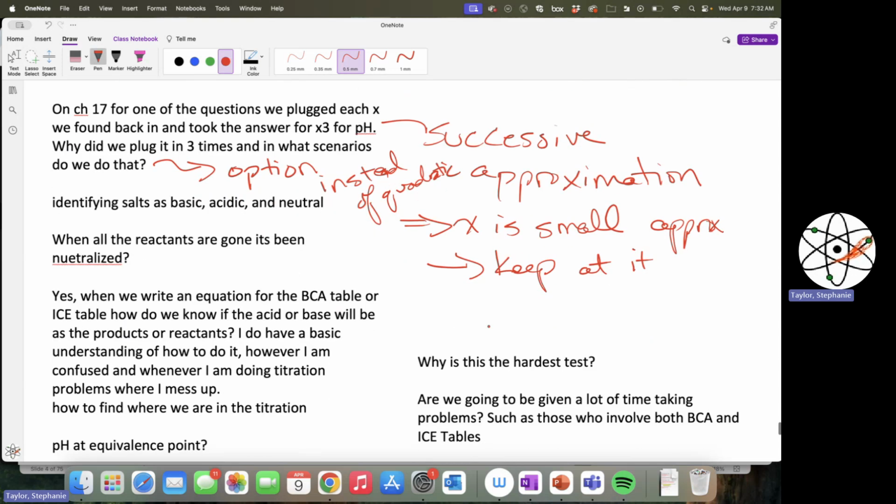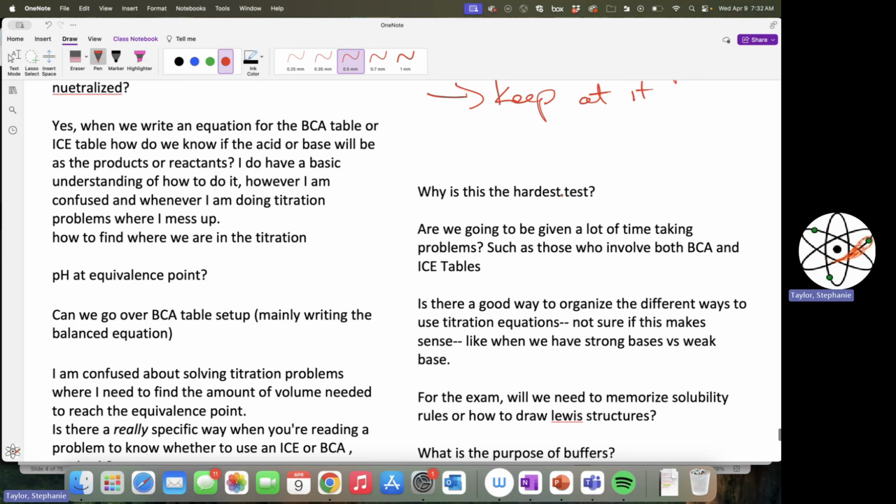Then I'm going to flip over to this side on the right. Why is this the hardest test? I frankly blame spring break. This is my big spiel about this. And then the other thing is that you still need most of the exam 2 material.